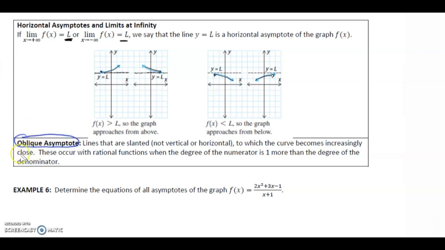Okay, so right now we're going to transition into oblique asymptotes. These are lines that are slanted, so they're not vertical, they're not horizontal, so they're not those asymptotes that we've focused on so far. Okay, and that line that's slanted, the curve becomes increasingly close to it. So again, is an oblique asymptote. These occur with rational functions when the degree in the numerator is one more than the degree in the denominator.